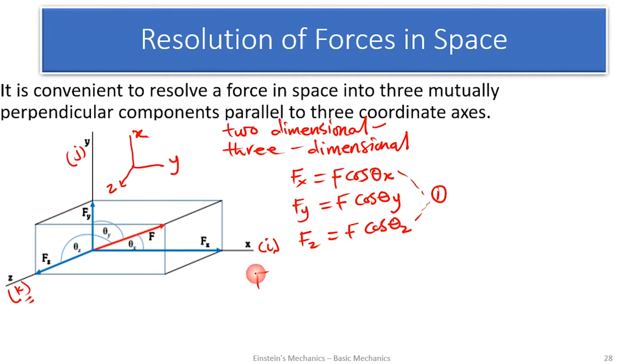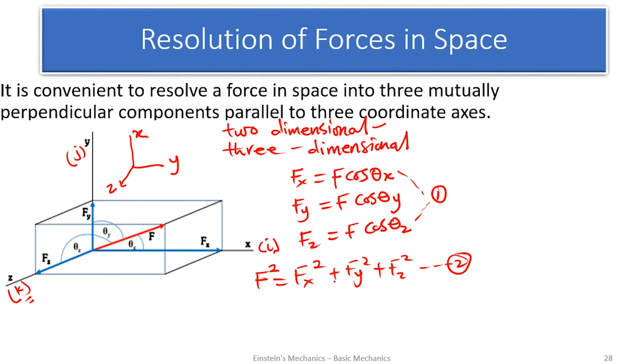The magnitude of a force F in space can be given as F squared equals F of x squared plus F of y squared plus F of z squared. This is equation 2. So the square of this force is equal to the squares of the force resolved on the x, on the y, and on the z.